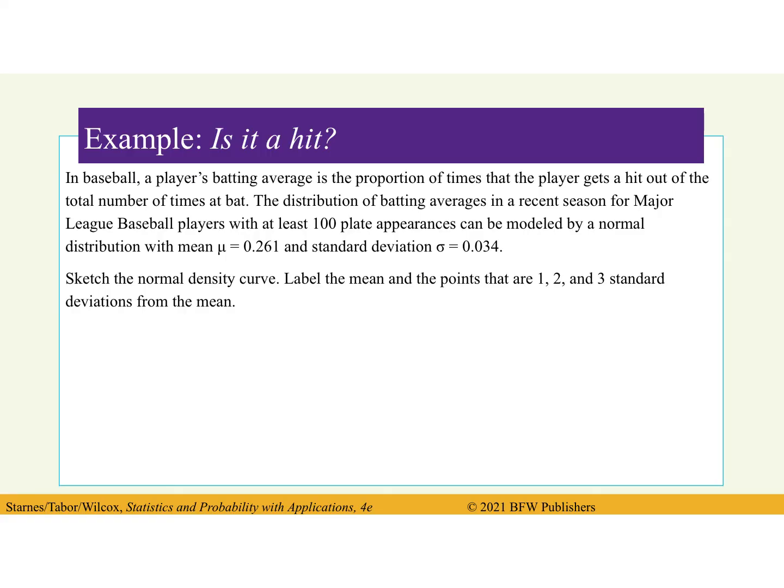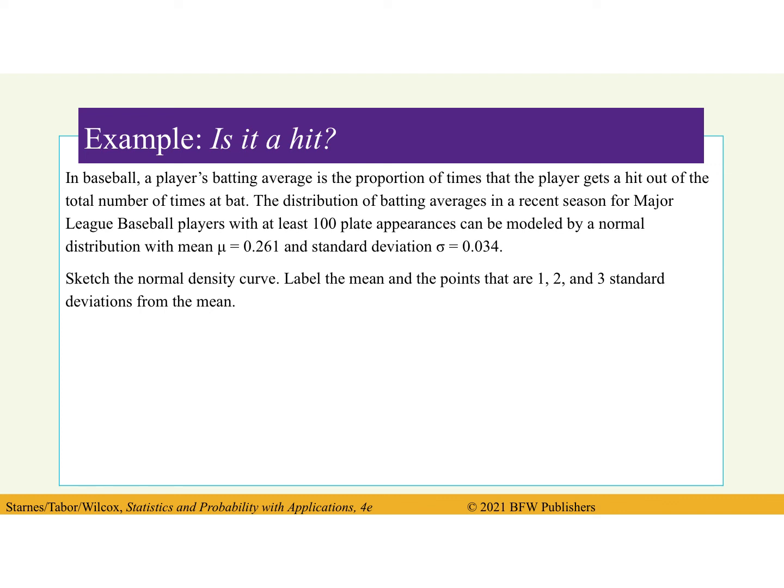Let me repeat myself. In baseball, a player's batting average is the proportion of times that the player gets a hit out of the total number of times at bat. The distribution of batting averages in a recent season for Major League Baseball's players with at least 100 plate appearances can be modeled by a normal distribution with a mean of 0.261 and a standard deviation of 0.034. We're going to sketch the curve and label the mean and the points that are 1, 2, and 3 standard deviations from each side of the mean.